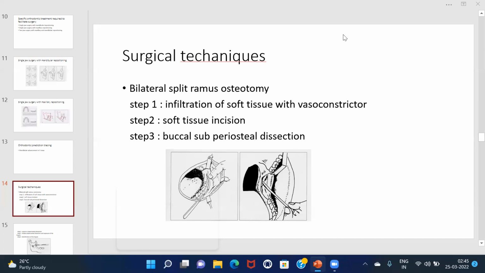Now, the bilateral split ramus osteotomy. The first report of surgical repositioning of the mandible was written by V.P. Blair and published in the American medical journal Surgery, Gynecology and Obstetrics in July 1907. Since then, the surgical correction of dentofacial deformities has developed into not only a well-defined science but also a facilitating art form.